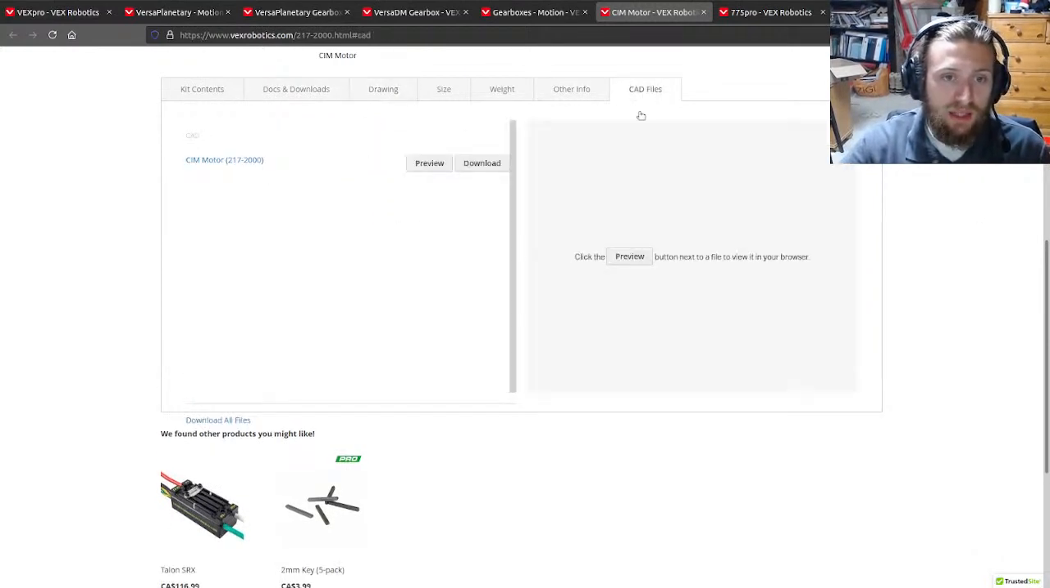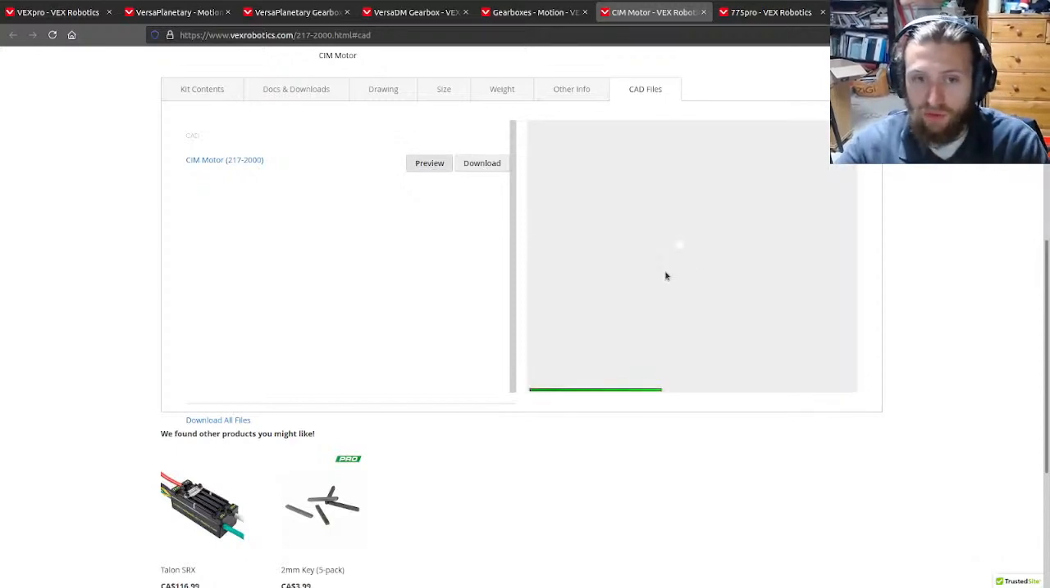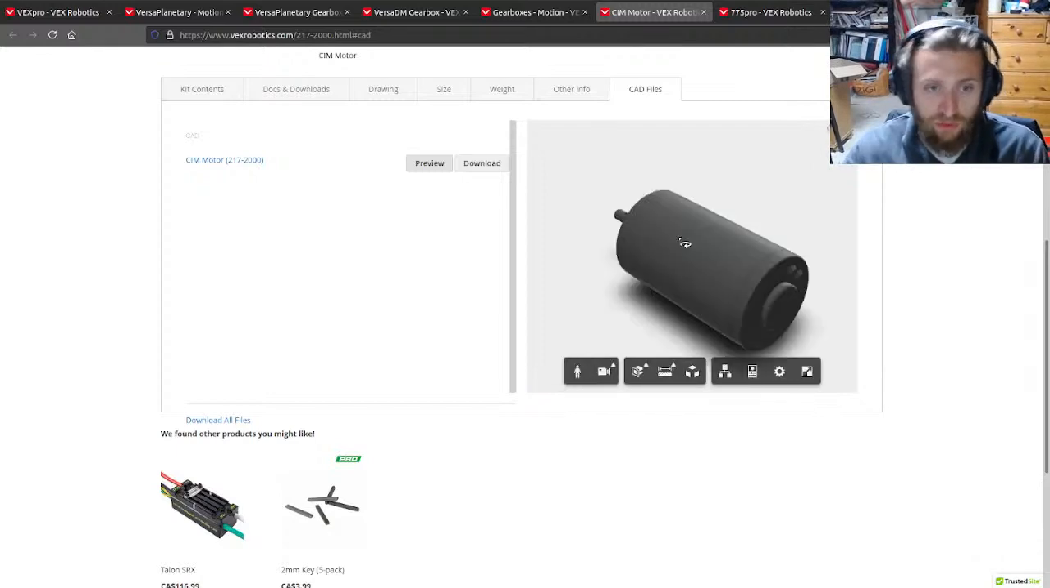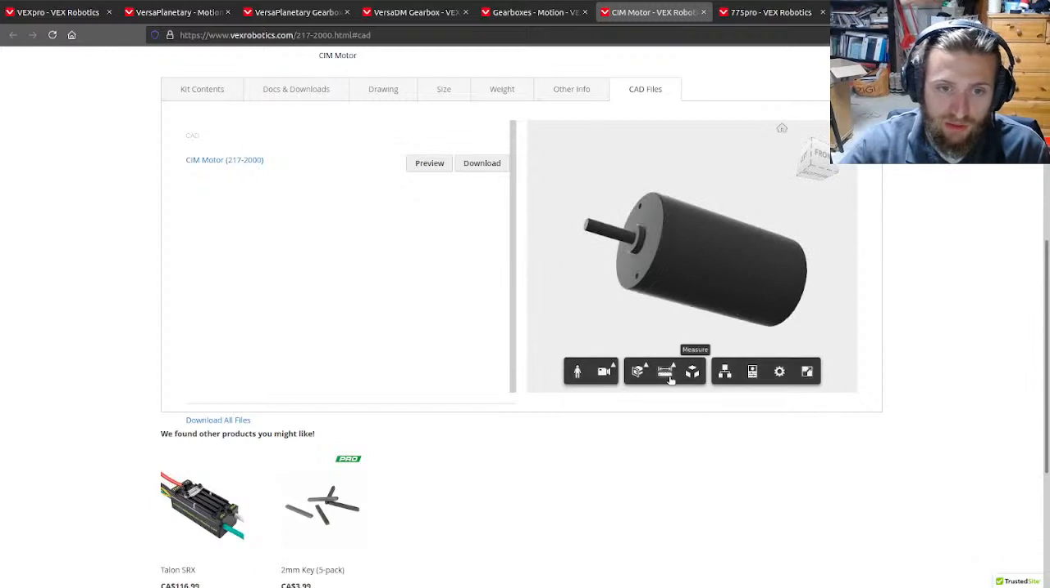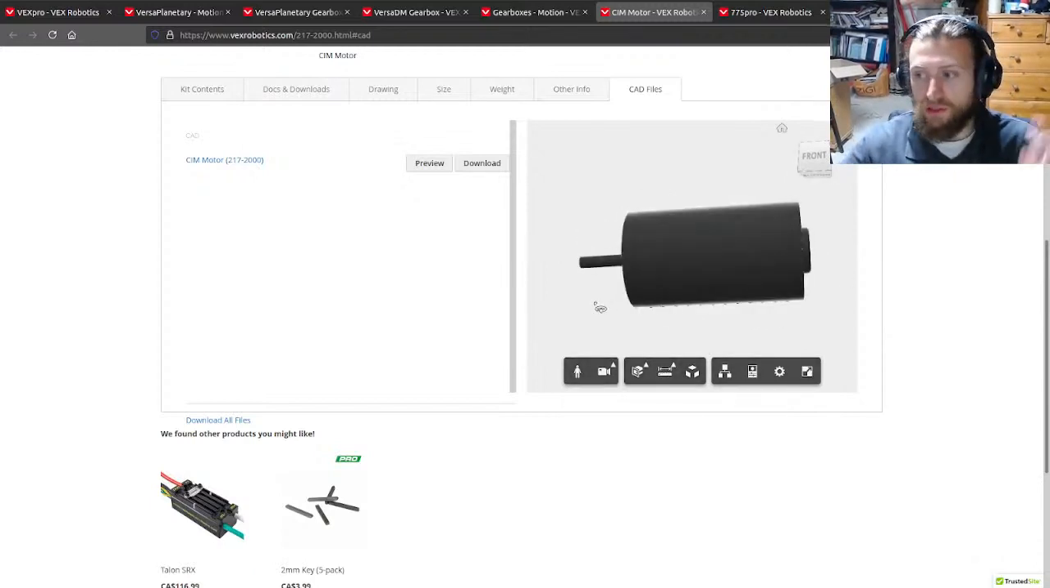And then down at the end here, there's a tab for CAD. The VEX website's actually really nice. It's got an integrated preview feature. So if my internet doesn't clap out here and it takes a minute, it'll pull up the preview for the part. And yeah, you can see it here. It actually even lets you measure it. So you can put a measurement tag from here to here, and it'll tell you the lengths of each part and stuff. It's really solid, this website.